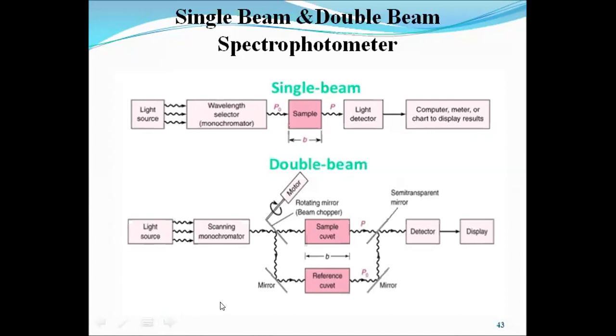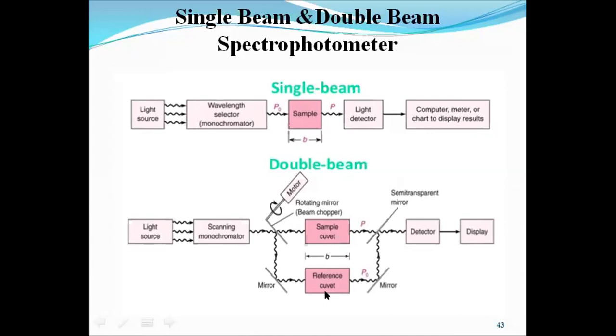How do they work? They work in a similar manner to single beam, but we have a light source that is polychromatic radiation, and this monochromator will convert this polychromatic into monochromatic radiation. Here the difference is that this monochromatic radiation, by making use of a beam chopper, will be divided into two beams of equal intensity. One beam will pass through the sample, which will be kept in the cuvette, and the second beam will pass through the reference cuvette or the reference.